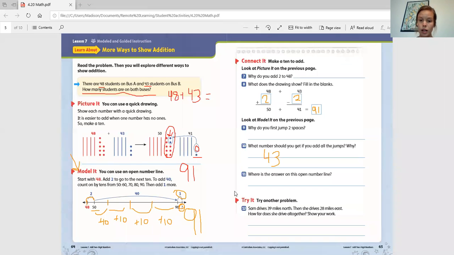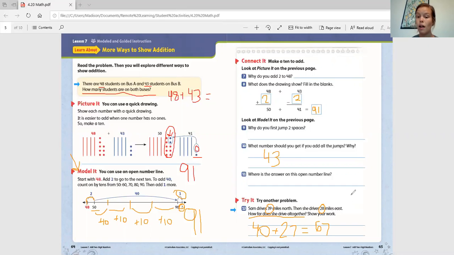All right, so down here, we're going to answer this one together. Let's read our problem. Sam drives 39 miles north. Then she drives 28 miles east. How far does she drive altogether? All right, so if we want to make friendly numbers, I know that I can add 1 to a 9 to get to the next 0. So 30 plus 1 is going to be 40. But then that also took this down by 1, plus 27. So it's going to be 40 plus 27 equals 67.